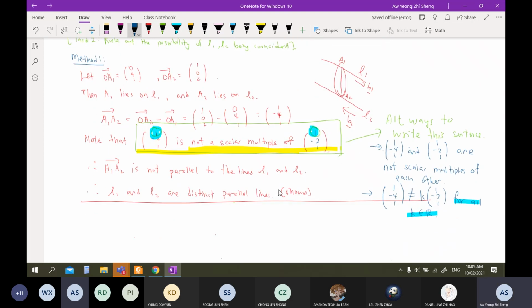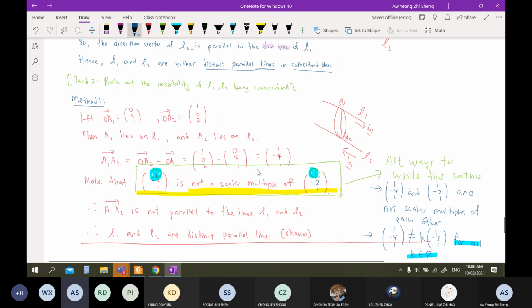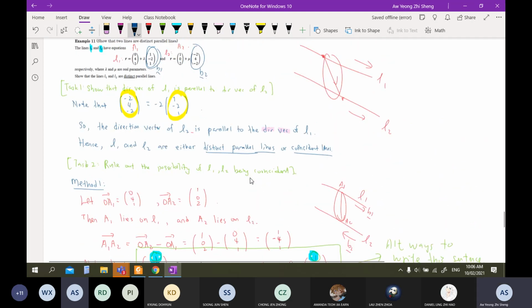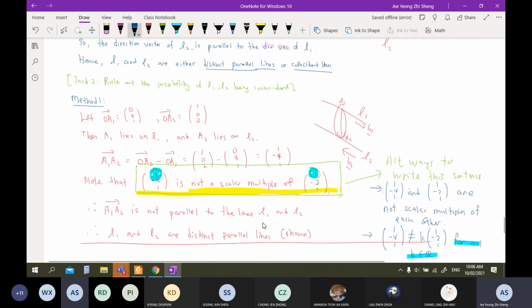Okay, now I will move to method 2. Chandra asked, will there be questions where they would ask us to use a specific method? For this kind of question, they won't force you to use a certain method. It's actually your choice. So let's move to method 2.